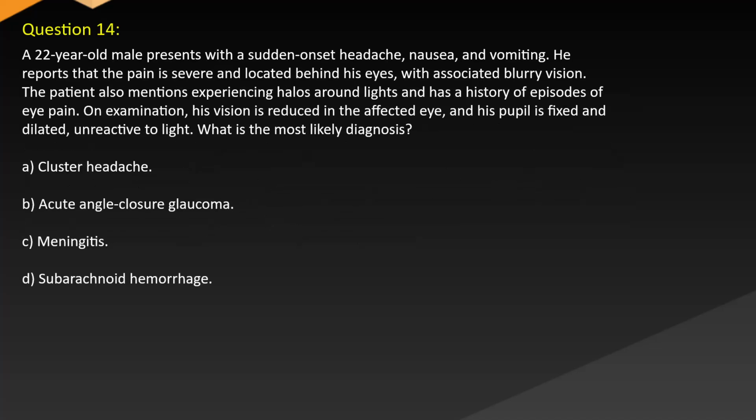Question 14. A 22-year-old male presents with a sudden onset headache, nausea, and vomiting. He reports that the pain is severe and located behind his eyes, with associated blurry vision. The patient also mentions experiencing halos around lights and has a history of episodes of eye pain. On examination, his vision is reduced in the affected eye and his pupil is fixed and dilated, unreactive to light. What is the most likely diagnosis?